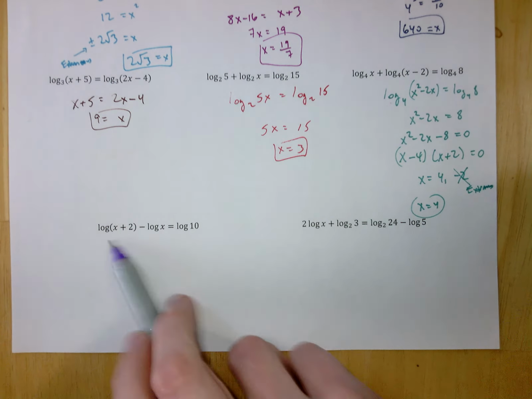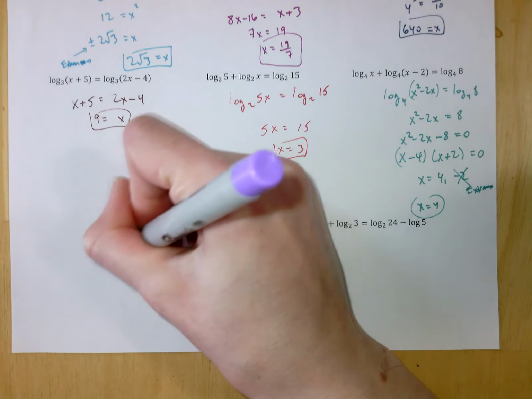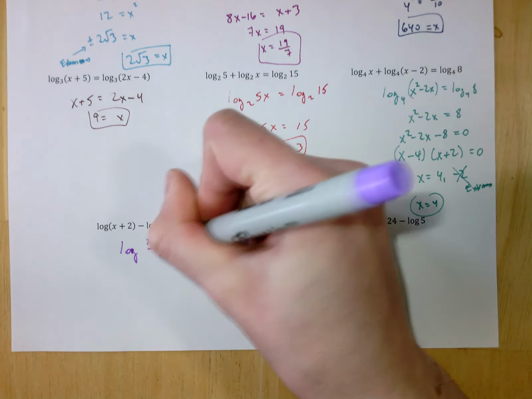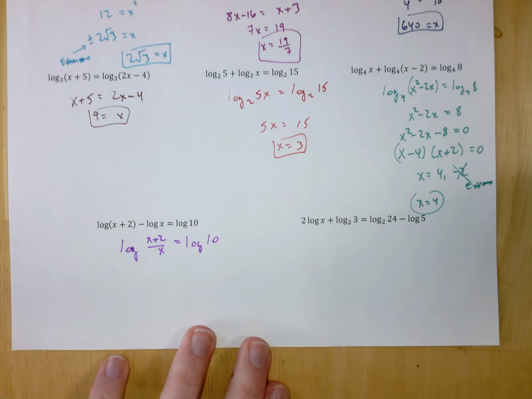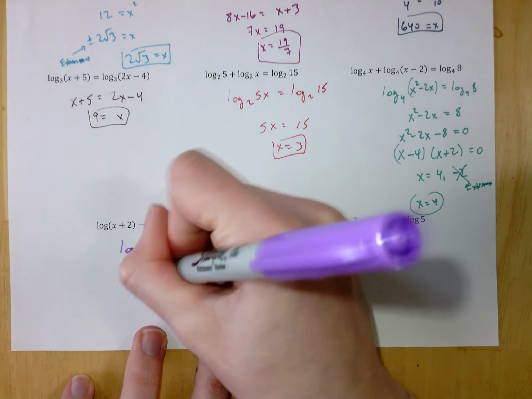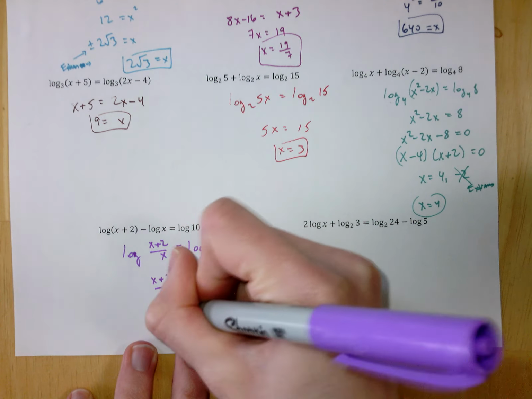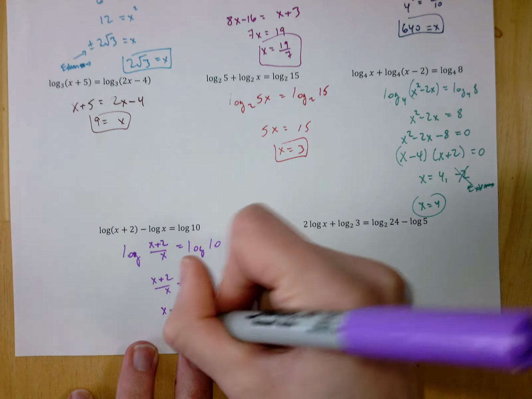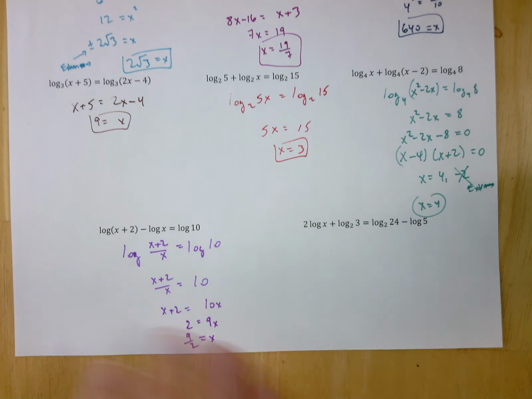All right, this guy, all log base 10. So I'm going to go ahead and combine these guys together, and it's going to be log of (x plus 2) over x equals log of 10. So then (x plus 2) over x equals 10. So x plus 2 equals 10x. And then we've got a pretty easy solve from there.